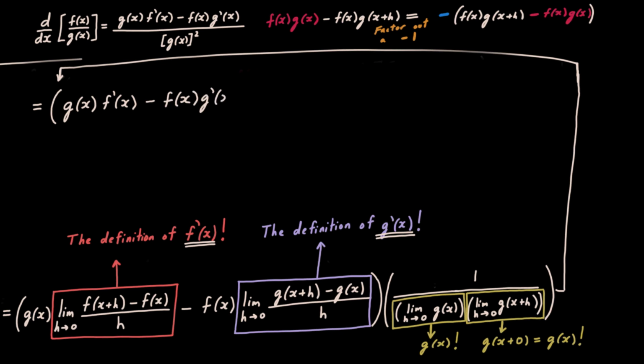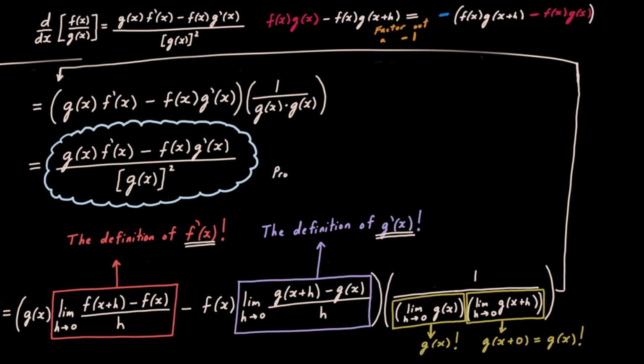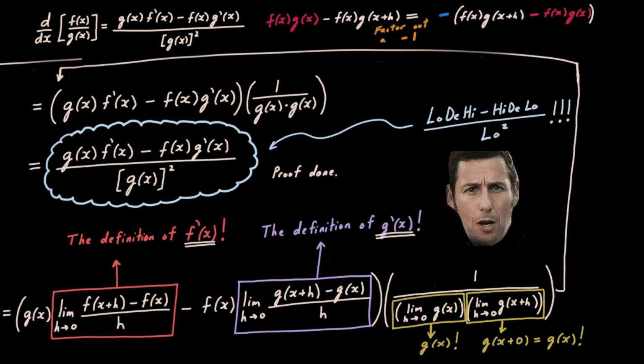So look at what falls out as a consequence of our seemingly interminable journey through algebra and calculus. g f prime minus f g prime over g squared. Put this in a lovely cloud. It has deserved it. We have proved that we get low d high minus high d low over low squared. We have proven the rule of Adam Sandler, which again is the formal title.